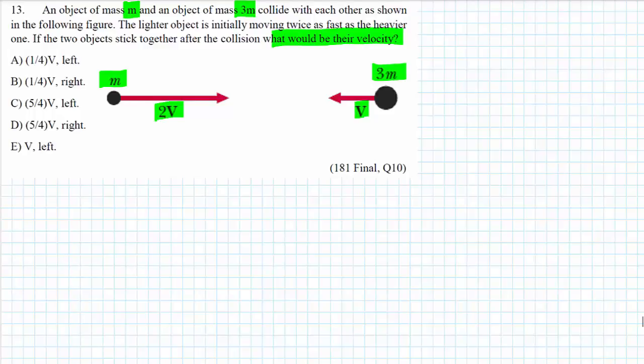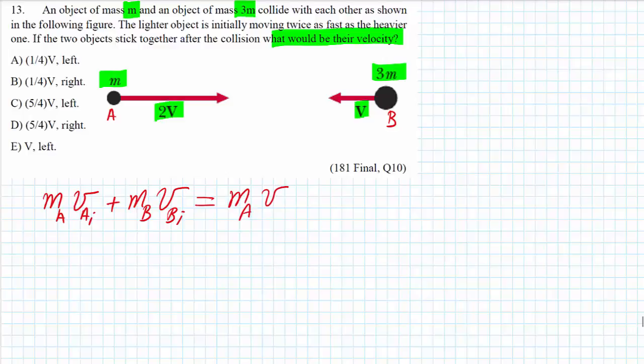If you remember, the total momentum before collision equals the total momentum after collision. So if I have two masses, A and B, mass A times velocity A at the beginning plus mass B times velocity B at the beginning equals mass A times the velocity of A after collision plus mass B times the velocity B after collision. So let's substitute in our diagram here.